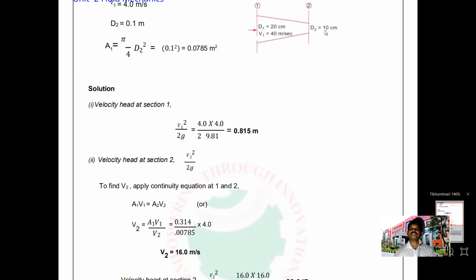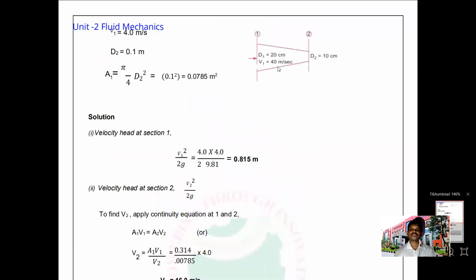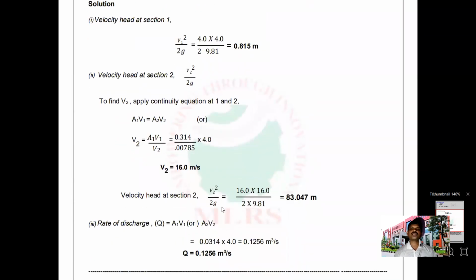So velocity increases. Here you can see velocity is 4 meter per second, but here velocity is 16 meter per second. That means 4 times more. So according to this, compared to V1 square by 2g, V2 square by 2g is huge. Velocity head is more.